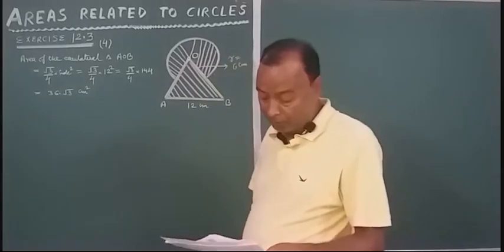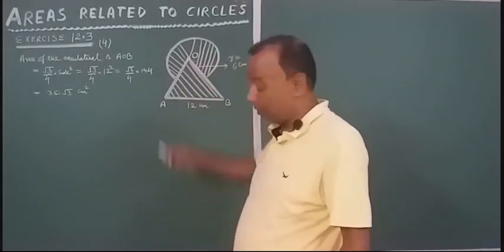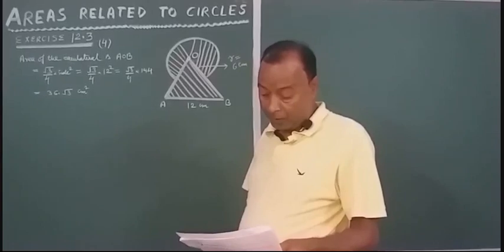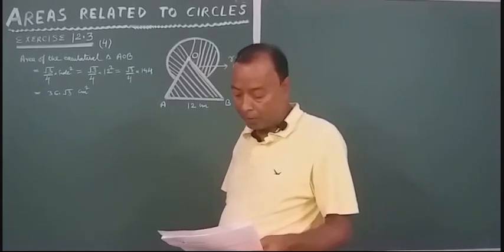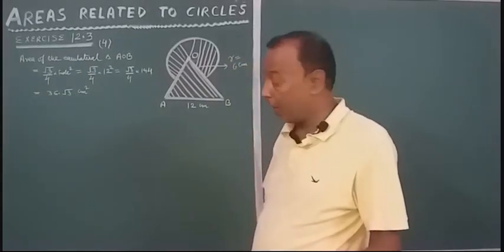Now this is question number 4. Find the area of the shaded region in the given figure, where a circular arc of radius 6 centimeter has been drawn with vertex O of an equilateral triangle OAB of side 12 centimeter as center.